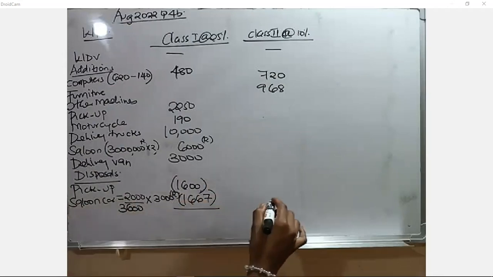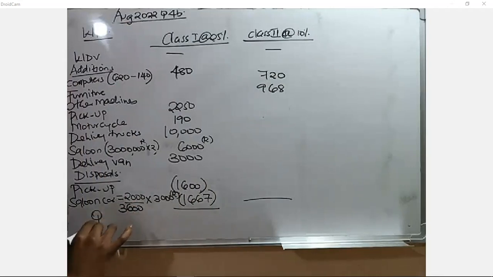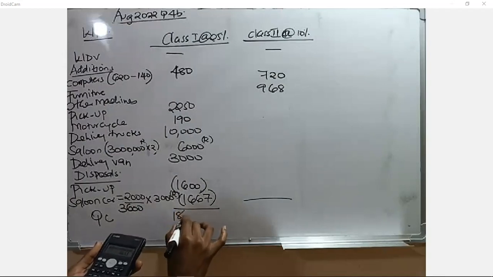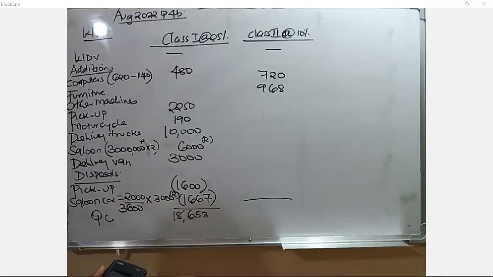Now, after I do this, I will rush very quickly to get the qualifying costs. So the qualifying cost will be how much? 480 plus 2250 plus 190 plus 10,000 plus 6,000 plus 3,000 minus 1,600 minus 1,667. I'm getting 18,653. Then we have 720 plus 968, which is 1,688.